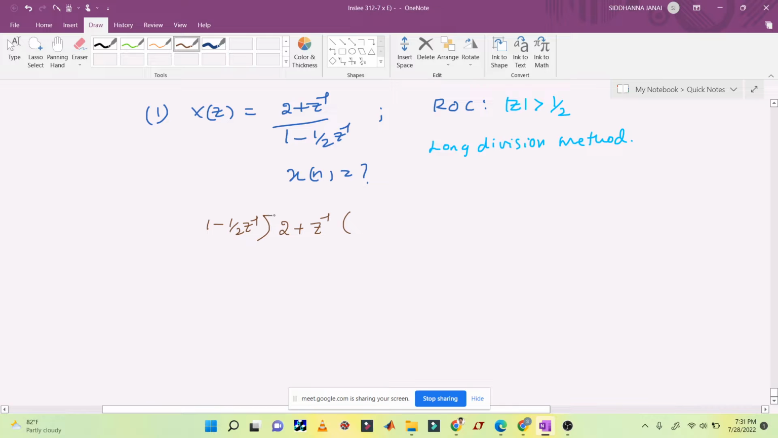Now 1 minus 1 by 2 z inverse. To get this 2, what we have to do? We have to multiply this equation with 2. So what will we get?